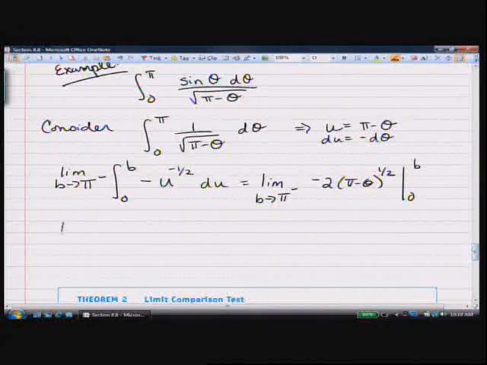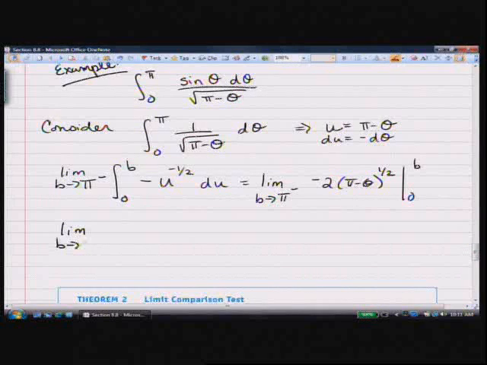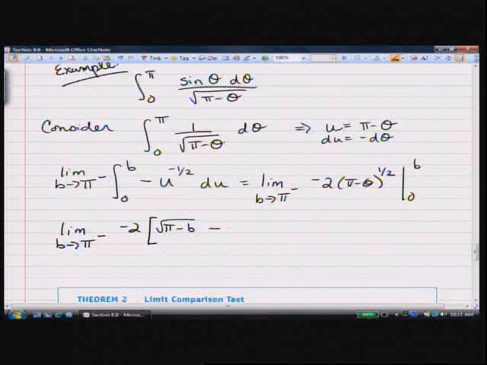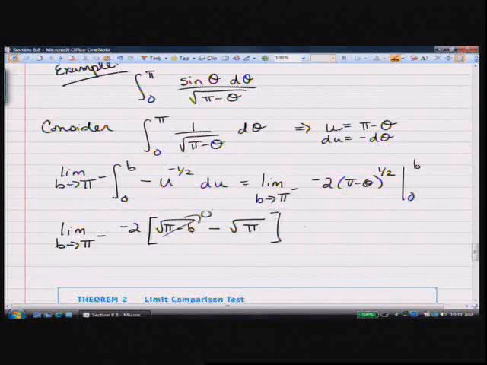All right, and then the limit as b goes to pi from the left of negative 2, I'll put the negative 2 in front. So this is going to be pi minus b minus square root, and then minus the square root of just pi. Okay, now as b approaches pi, you're going to get pi minus pi, which is just 0, so this is going to go to 0, and then this limit is just going to be 2 on the square root of pi. Okay, so this converges.